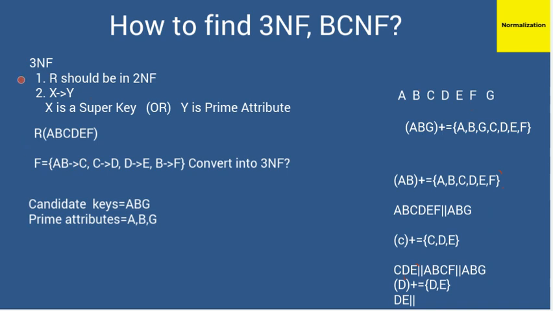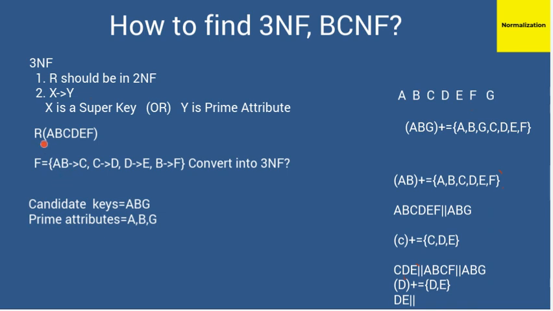The first one is 3NF. 3NF means it should be in 2NF first of all, that is the first condition, and the second condition is very important. With the help of this we can find whether it is 3NF or not. If X gives rise to Y, X should be the super key or Y must be a prime attribute. So what is a prime attribute? The part of a candidate key. The elements present in the candidate keys are nothing but prime attributes. Or for a clear definition, the attributes which are there in the candidate keys are said to be the prime attributes. That's it.